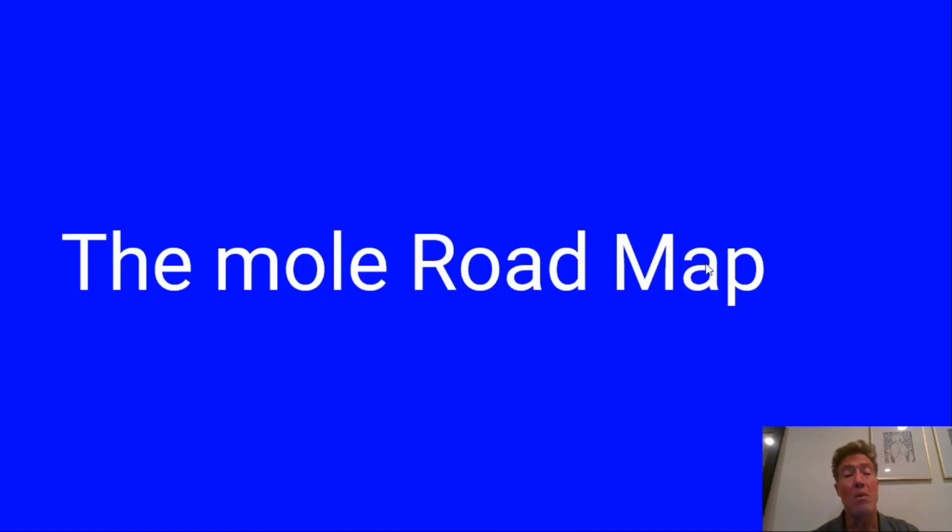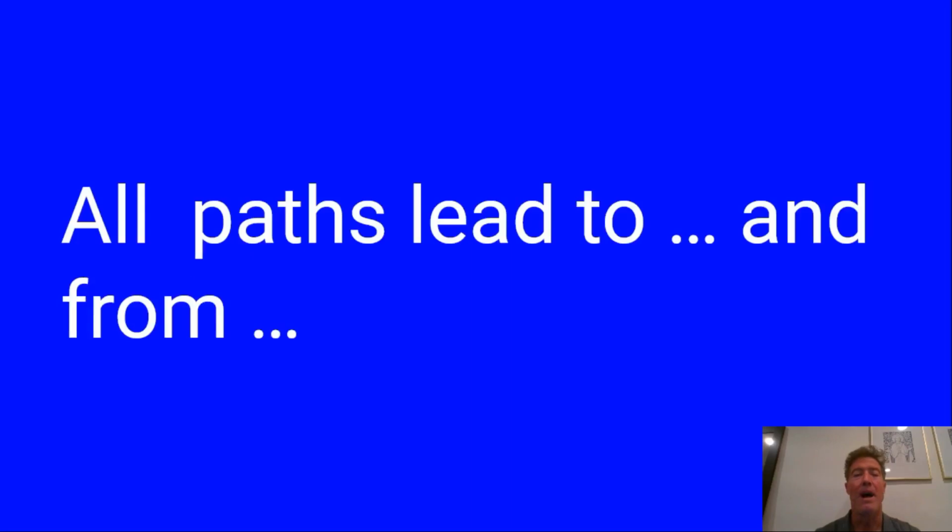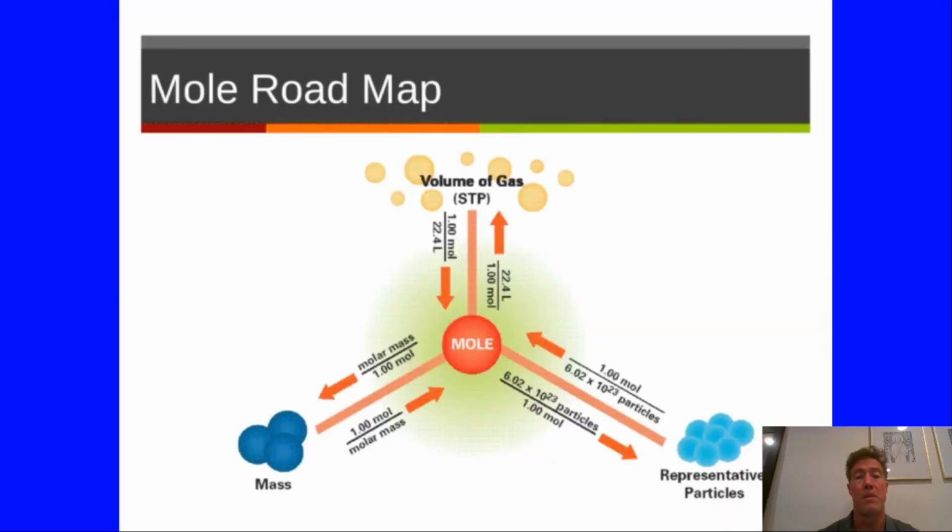So that finishes up what we can do with the mole. But now I want to just combine all of our concepts. Just like with apples, right? We could use the term dozen to connect count and volume and, what was the other thing? Anyway, the same way, all paths lead to and from the mole. So here's the mole roadmap. So from any one of these, we could start with the weight of something.